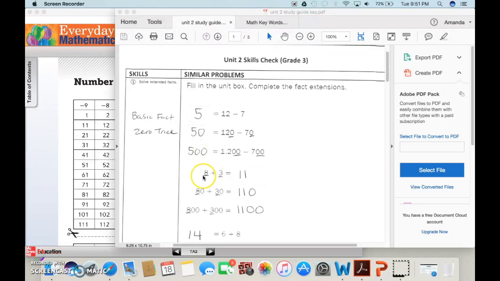Again, another basic fact, 8 plus 3 equals 11. Adding our 0, we have 80 plus 30, an extra 0 makes it 110. Again, our basic fact is still 8 plus 3 in there. Moving on to 800 plus 300, again, you still see our 8 and our 3. Now we have 2 zeros, so our answer will be 1,100. So notice you'll see the number 11 in our answer.